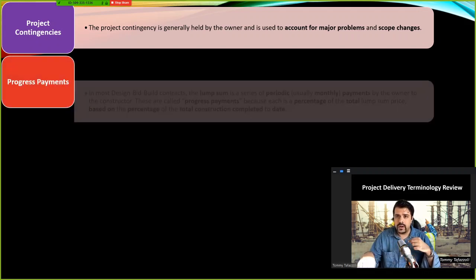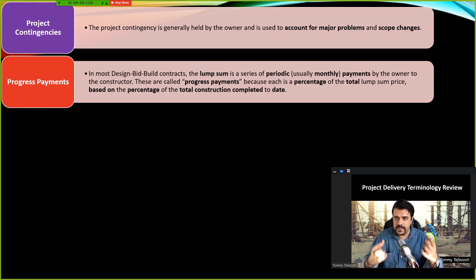Progress payments: the lump sum money that is agreed in a contract is not given at once, but is given in periodic payments to make the contractor motivated to finish the project. Because if you give the whole money upfront, the contractor is already paid, so it might negatively impact their performance. And obviously, you cannot pay everything at the end because the contractor has a lot of expenses. So they should be reimbursed periodically. That is called progress payments.